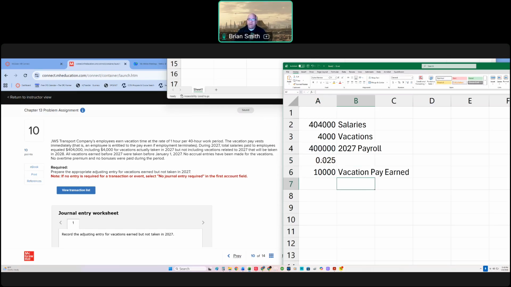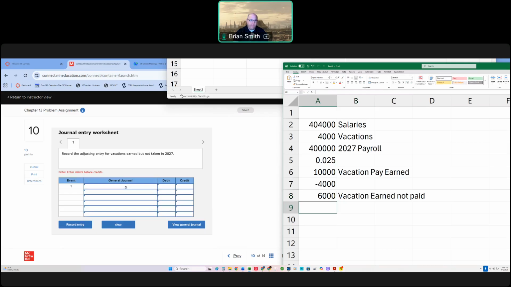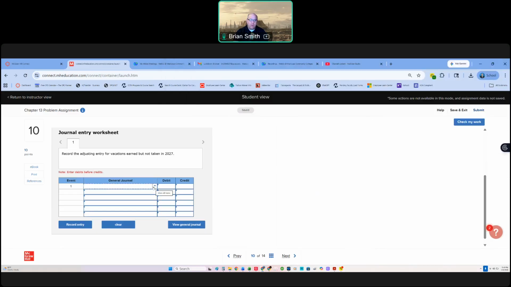And then what was actually taken. So that leaves us 6,000 vacation earned, not paid. So we're going to need to debit salaries expense and credit a liability, compensated future absences. Let's give that one a shot.